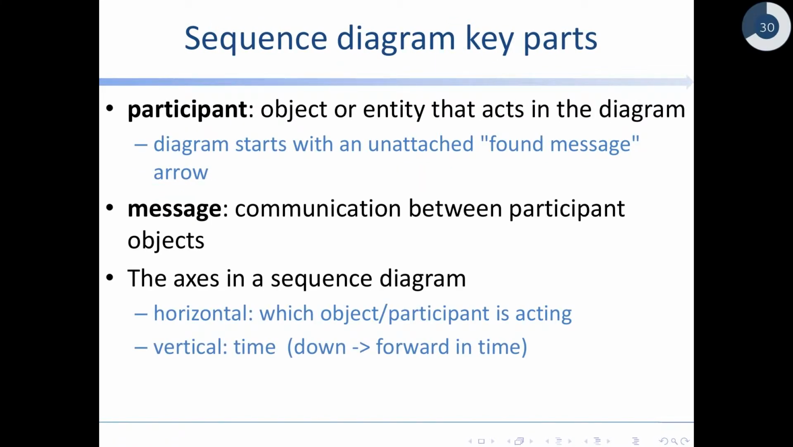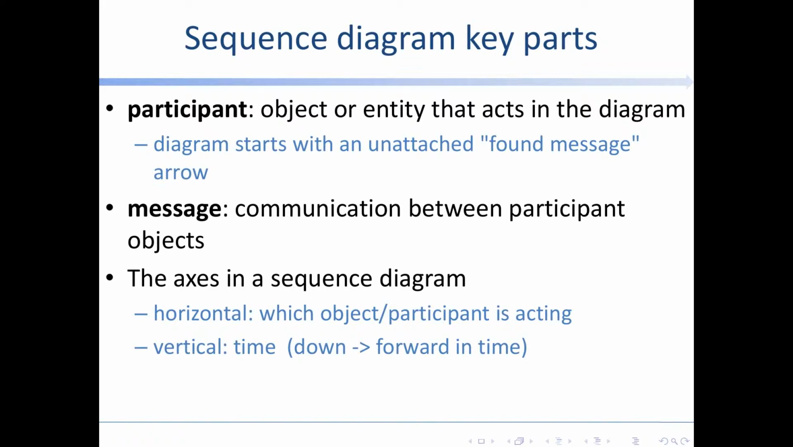The key parts of the sequence diagram are the participants and messages. Participants are the objects that act in the diagram, and you start from the left hand side with the message. Messages are communicated between participants, showing how control is passing between participants, because as a program, we always have one point of control and you're switching between places. That's what we mean by control flow.